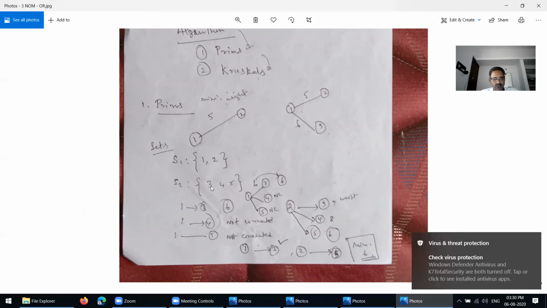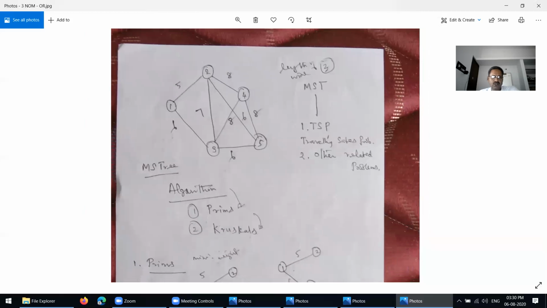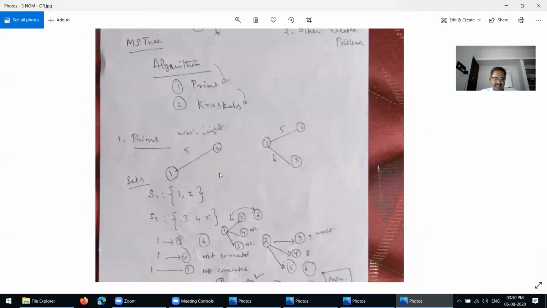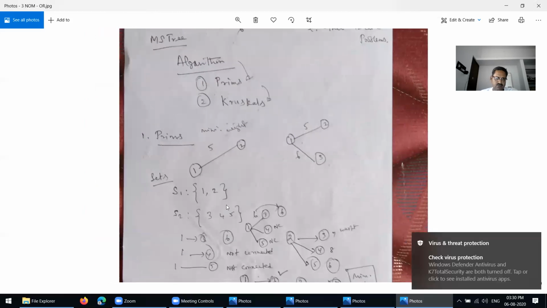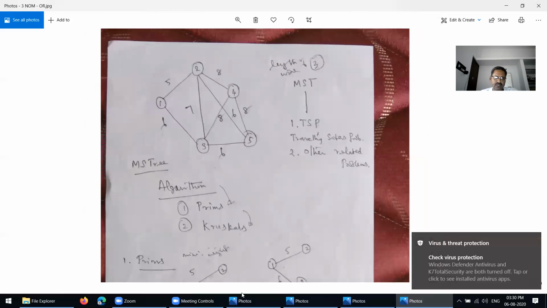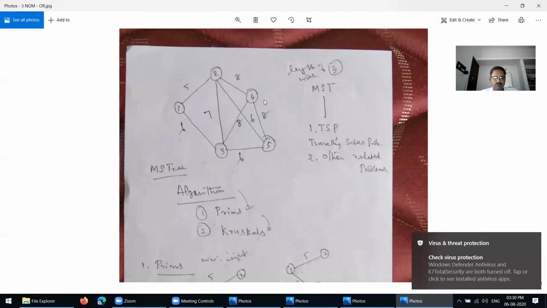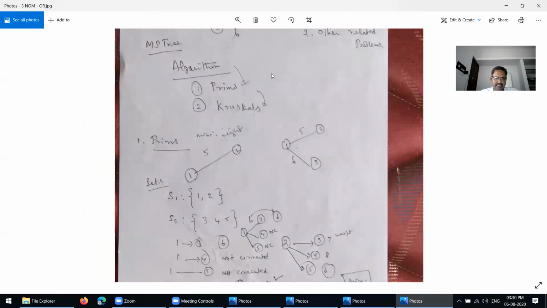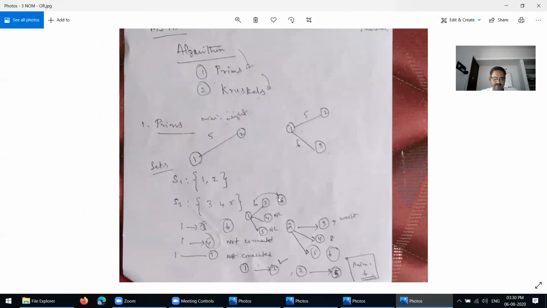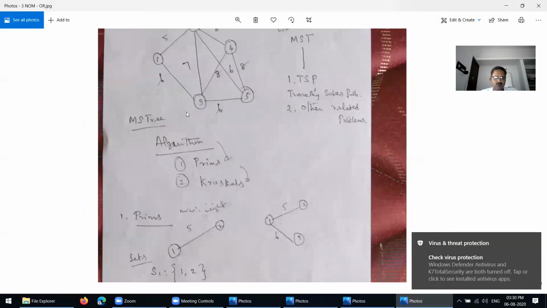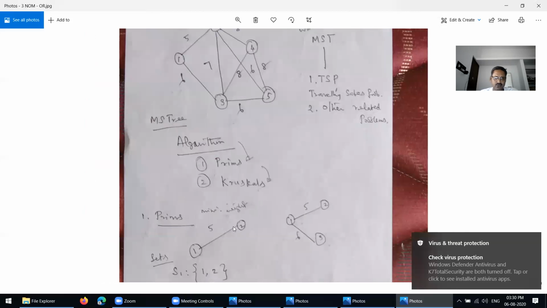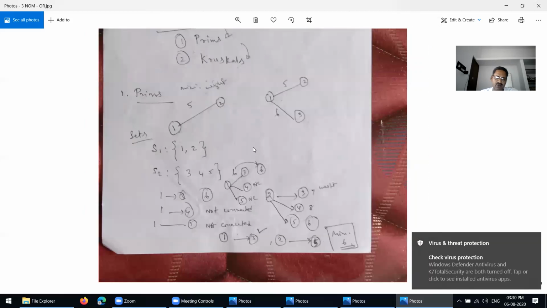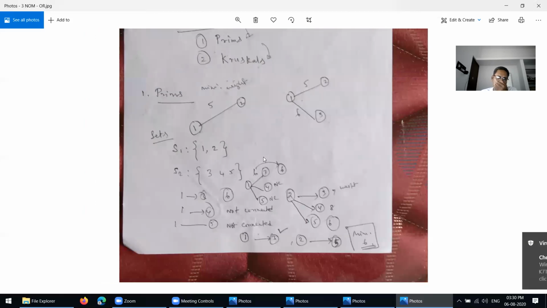Take the first one, 1. What is 1 to 3? 1 to 3 has weight 6. What is 1 to 4? 1 to 4 is not connected. What is 1 to 5? 1 to 5 is also not connected. So what is the minimum value here? Only 6. The minimum value is 6.